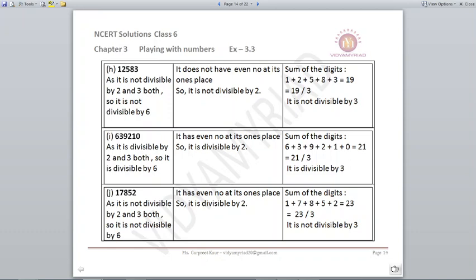1, 7, 8, 5, 2. 2 is an even number, so it is divisible by 2. Sum of all the digits is coming as 23, which is not divisible by 3, and hence since one is yes and one is no, it will not be divisible by 6, because in both the cases we need the answer as yes.